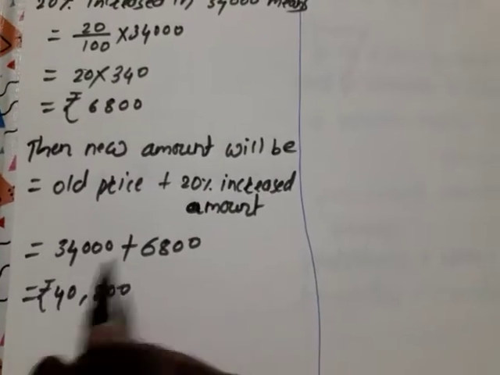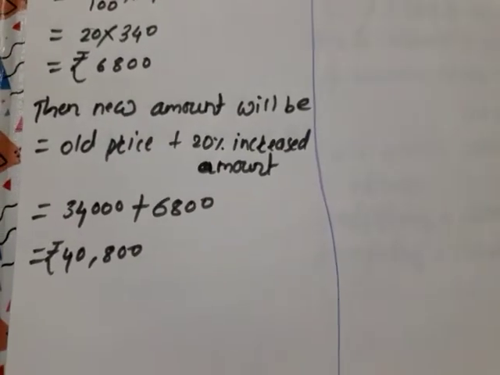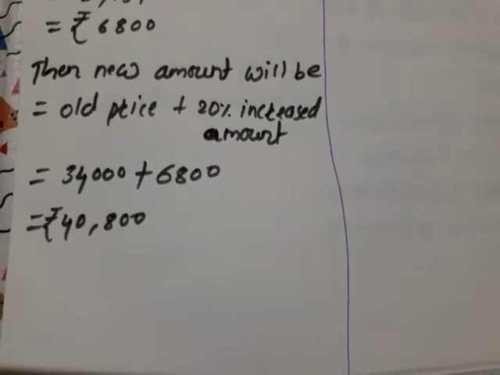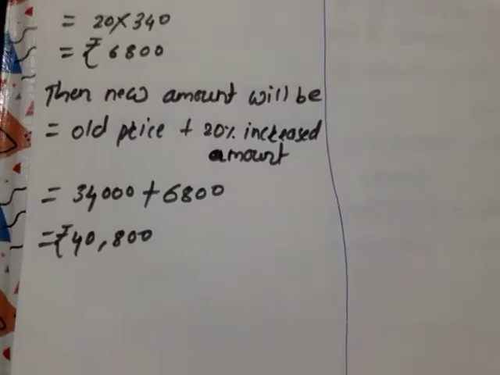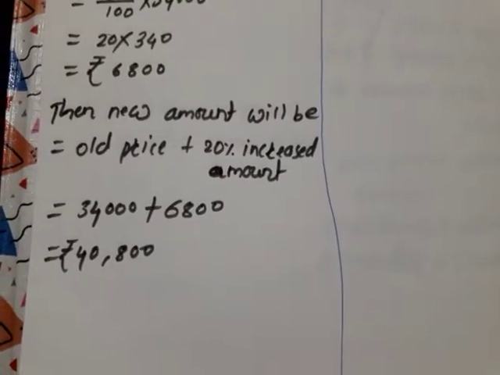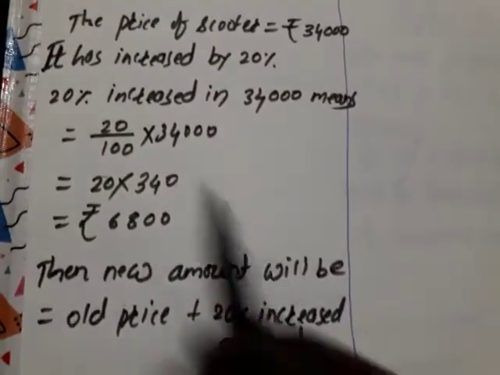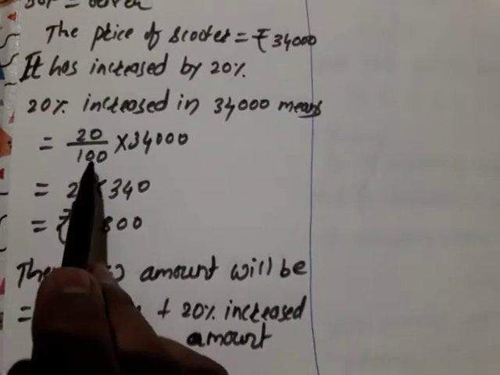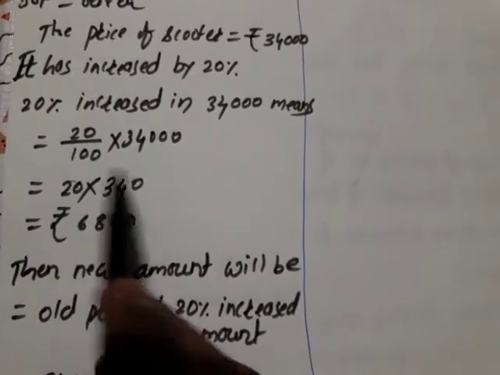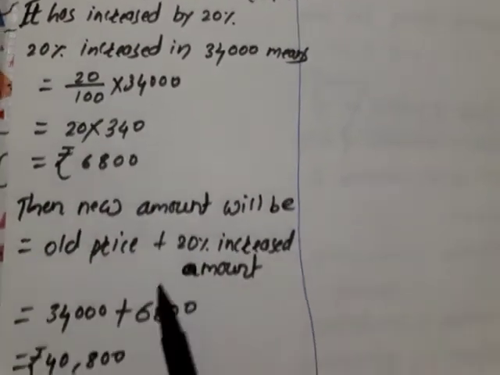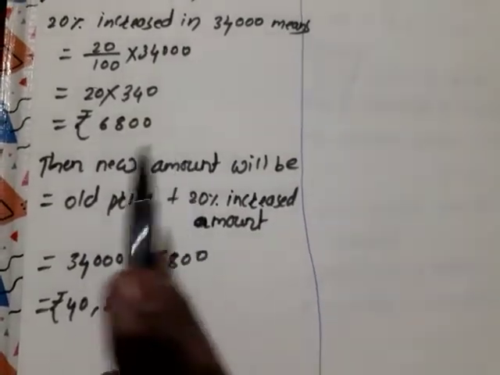40,800 rupees. This will be the new amount after increasing by 20%. Do you understand what we have to do? How to find out the increased amount? The increased amount is found by using this formula. 20% increase means we have to first of all find out what is the increased value, then we have to add it to the given amount.